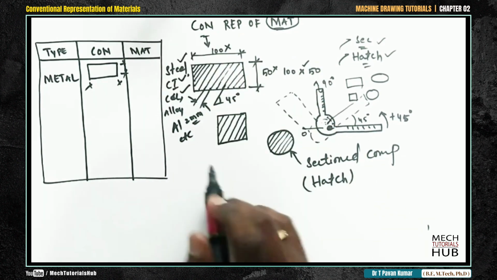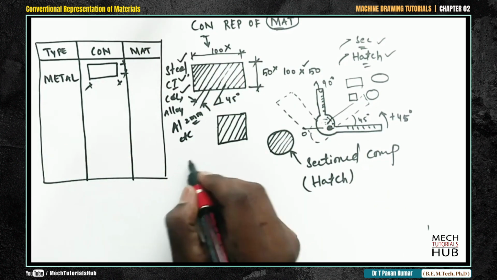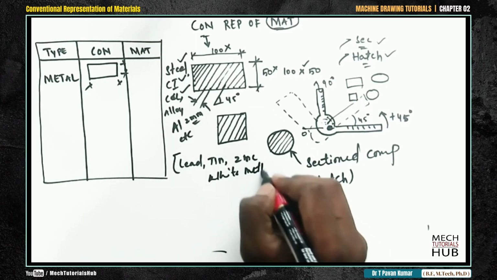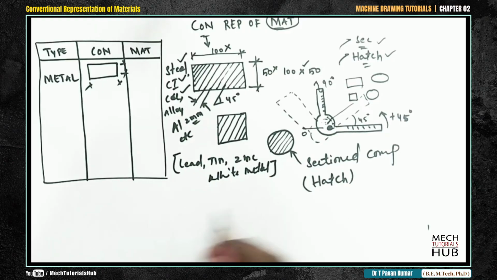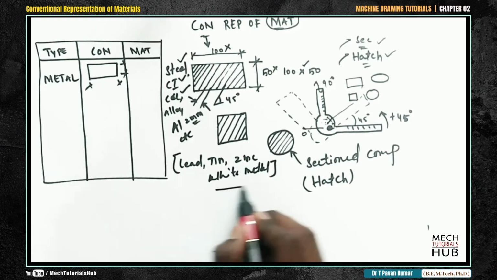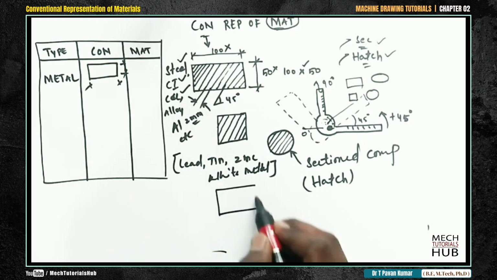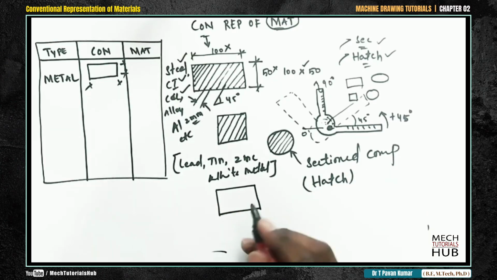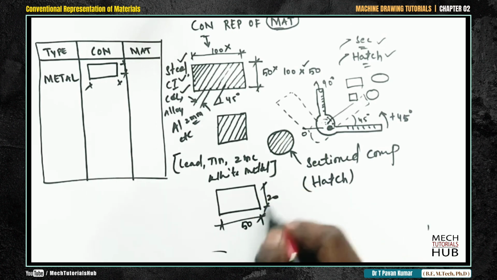Clear? Now again, in metals we have some other types like lead, tin, zinc, and white metals. For this type of materials, again we need to draw a box of 100 by 50. It is all your convenience. You can draw 50 by 20 also, not a problem. For example, some 50 by 20. No need to show the dimensions. For your understanding purpose, I am showing it.